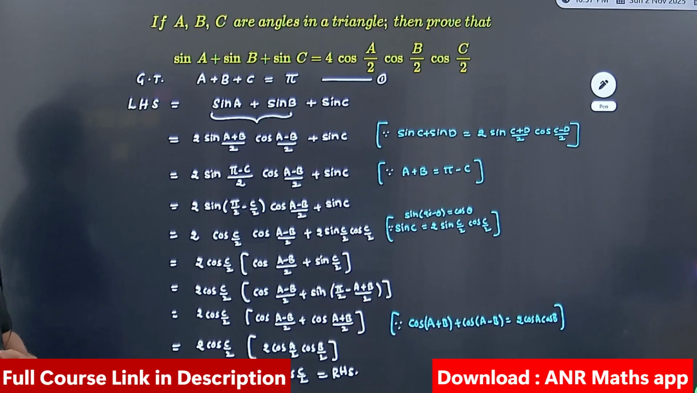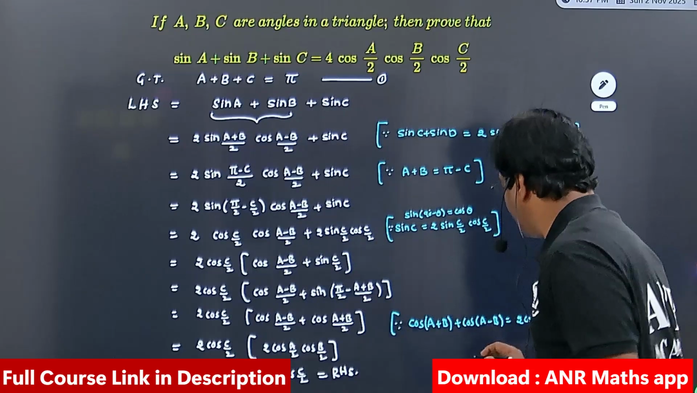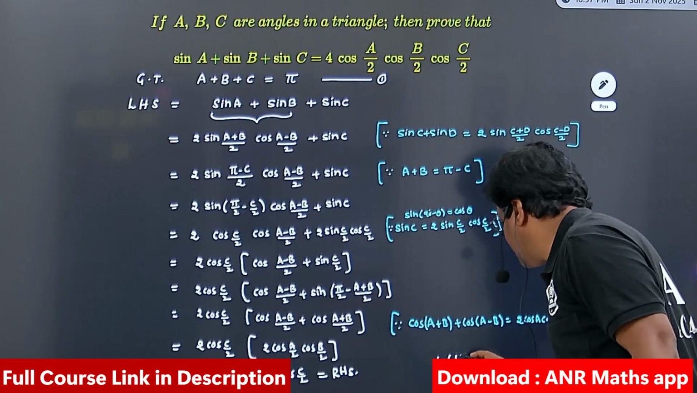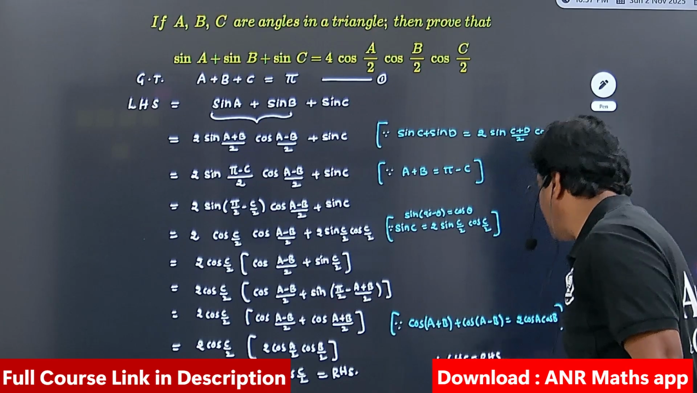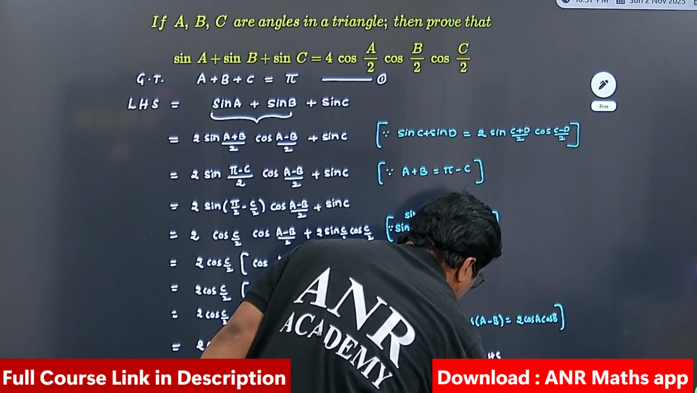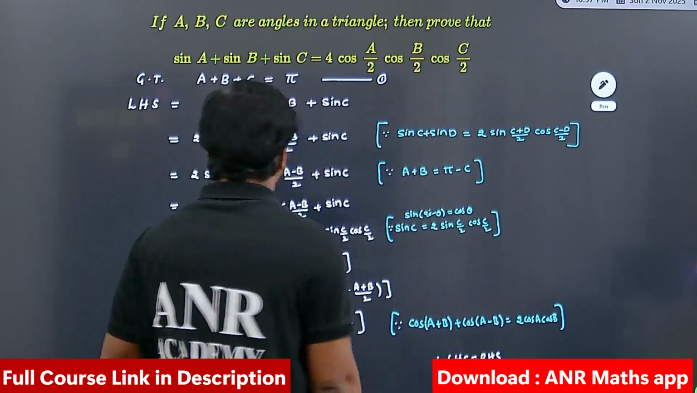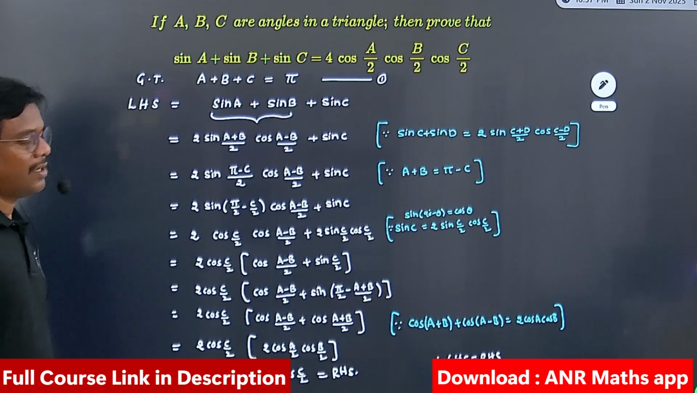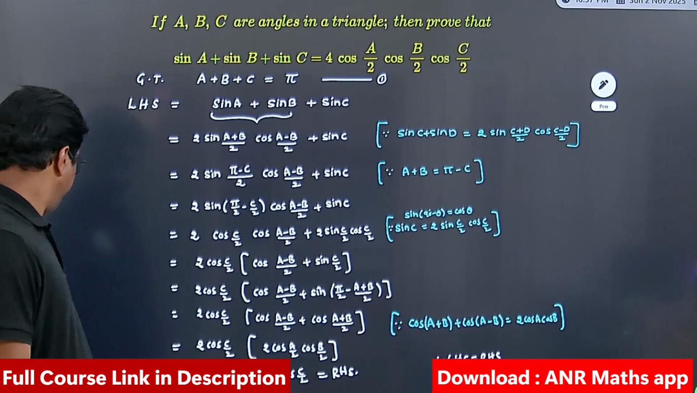Therefore LHS equal to RHS. Hence the result is proved. I am writing hence proved. Okay. This is the solution for this question with the help of trigonometric transformations.